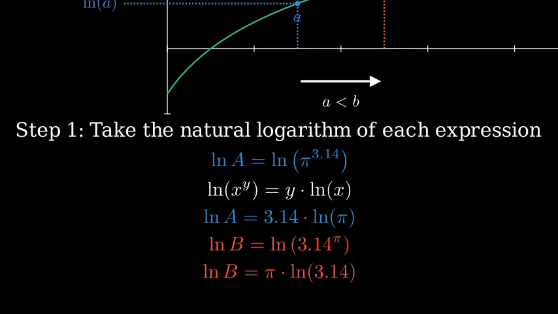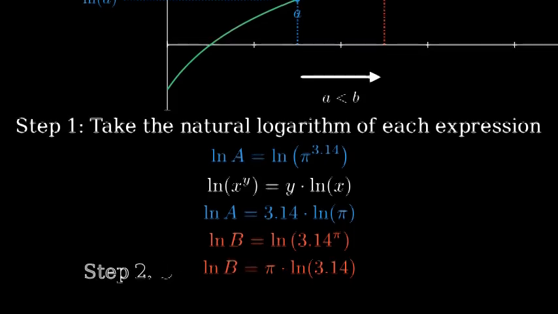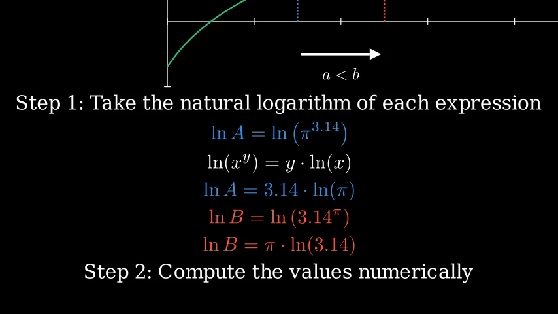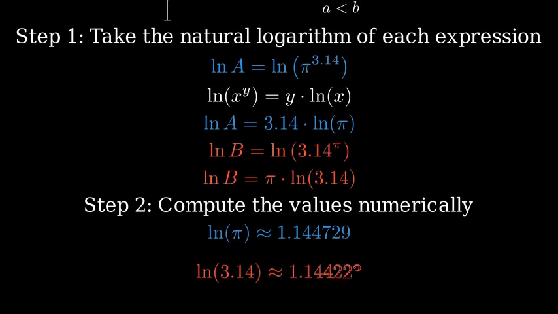Step 2. Let's compute these values numerically. First, we need to find the natural logarithms of pi and 3.14. Using a calculator, we find that the natural logarithm of pi is approximately 1.144729, and the natural logarithm of 3.14 is approximately 1.144223. Now, let's calculate ln of a.